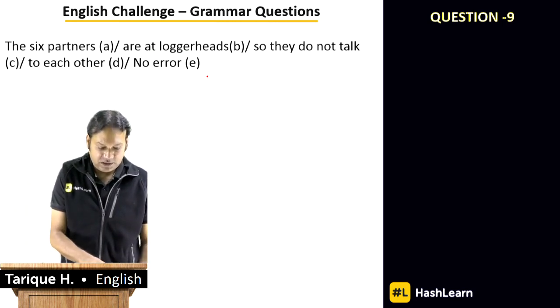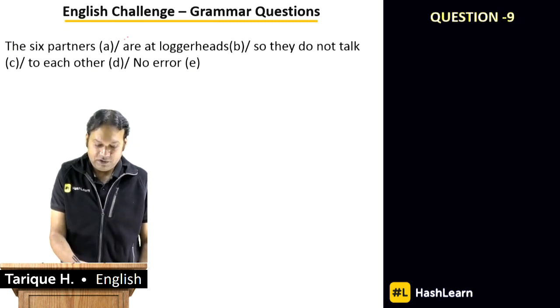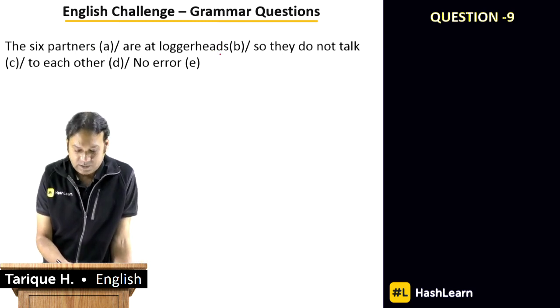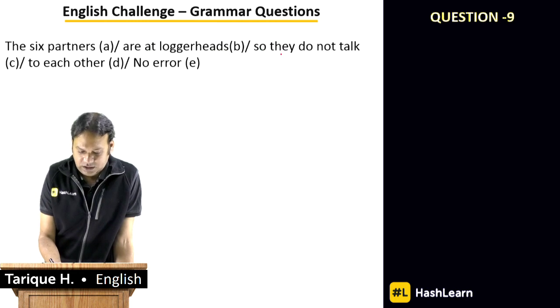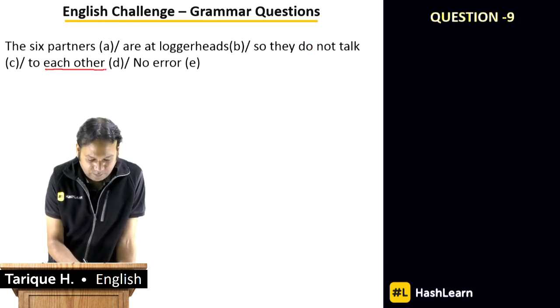So look at the first part of the sentence. The 6 partners. There's nothing wrong with that. Are is also right because are is plural. We have 6 partners. At loggerheads is also the right way of using the idiom. So is okay. We are talking about 6 partners, so that is plural, so they is also right here. Do not talk, that's also fine. To each other. Now what is the mistake here is each other. Each other is wrong. It should be one another.